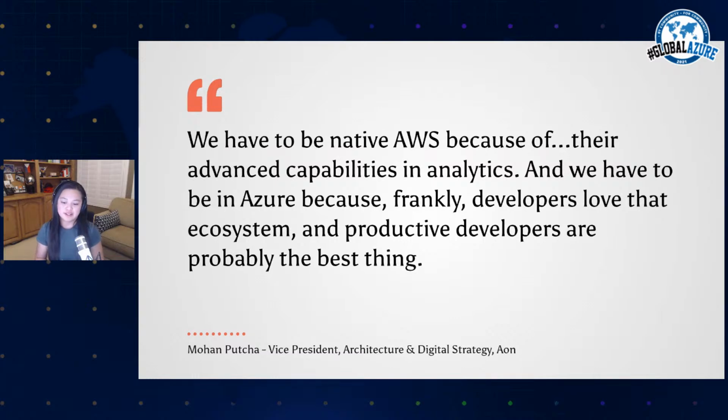The next one is, it's not just the organization. This quote also speaks to the developers who now have to accommodate this new strategy, right? Mohan Pucho is a vice president of architecture and digital strategy at Aeon, which is another professional services firm that sells all kinds of financial risk mitigation products. And he says, "We have to be native AWS because of their advanced capabilities in analytics. And we have to be in Azure because, frankly, developers love that ecosystem. And productive developers are probably the best thing."